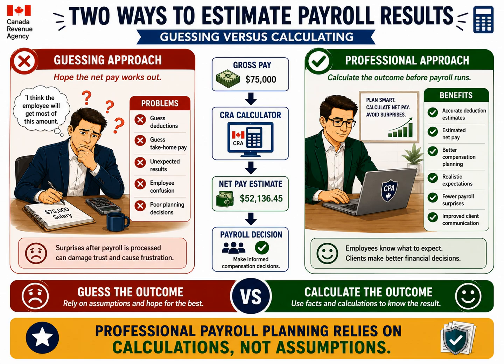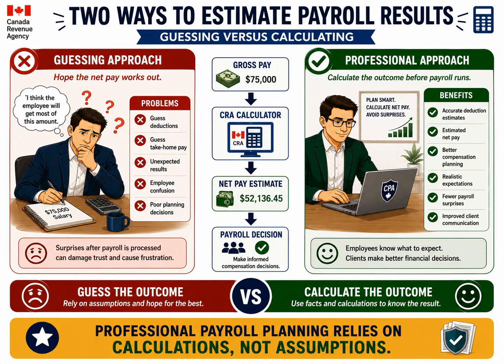The comparison banner at the bottom summarizes the difference perfectly. One approach says, guess the outcome. The other says, calculate the outcome. Professional payroll administration always favors calculation. When practitioners know the likely payroll result in advance, they can make informed recommendations rather than relying on assumptions. This helps clients understand exactly what to expect before payroll is processed.